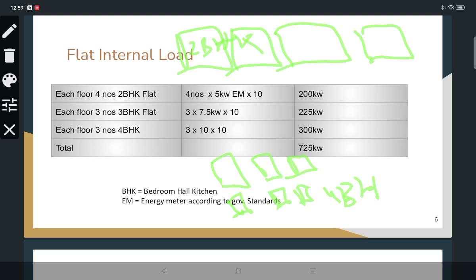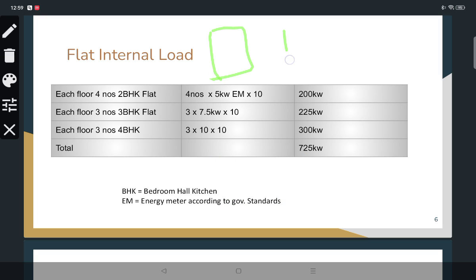3 bedroom, hall and kitchen, 4 bedroom, hall and kitchen. Anyway, so on each floor, for example, one 2 BHK means 2 bedrooms. So this is bedroom 1, this is bedroom 2, and one is a hall room, and another is a kitchen room. So kitchen, hall, bedroom 1, bedroom 2. Fine. Now what is the requirement?